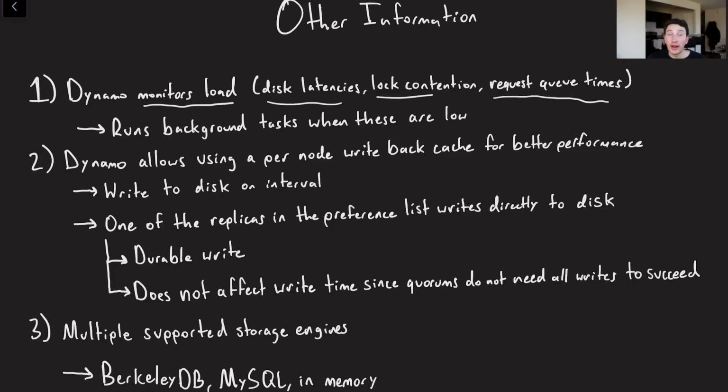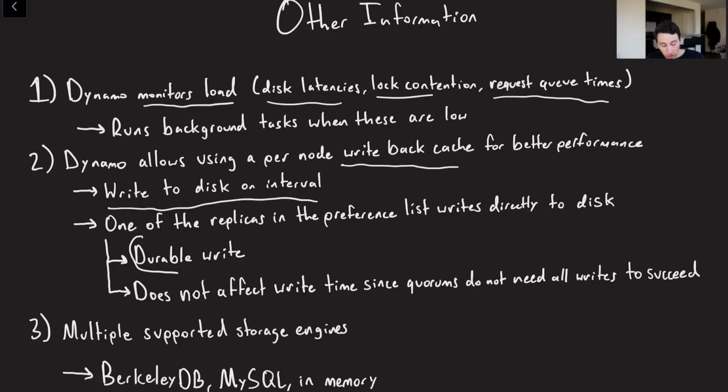Number two is that Dynamo does allow basically writing into memory. So you would have this write back cache in memory, if we want to improve our performance a little bit, because some of the Amazon services do need better SLAs. And so what you can do is, you write into memory and then asynchronously on some other thread, write to disk on an interval. Now you may think to yourself, okay, well that's not very good for data durability. How does Amazon deal with that?